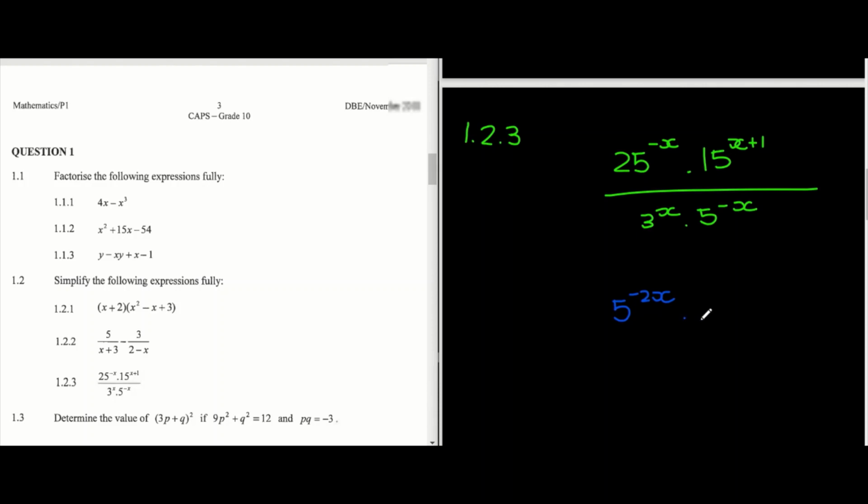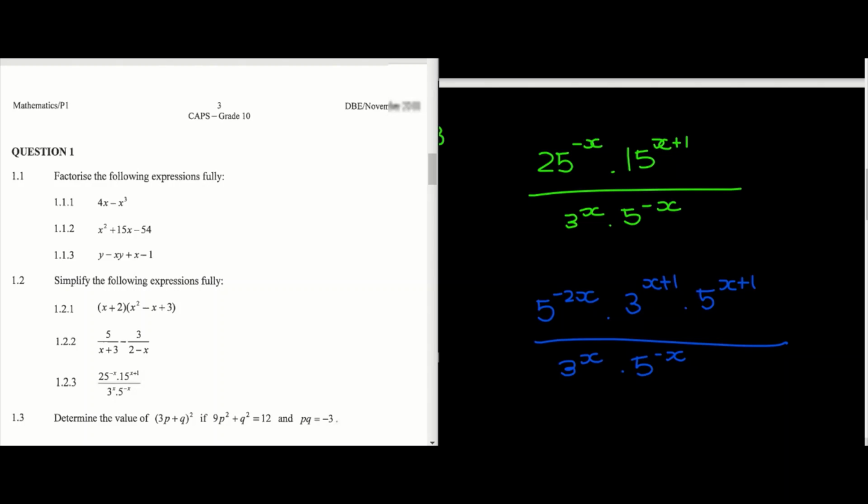For the second one, for 15, we could rewrite that. 15 is 3 times 5. So we could rewrite it as 3 with that exponent times 5 with that exponent. There's no problems with doing that. And then at the bottom, we've still got that 3^x, can't do much with that, and the 5 to the negative x. What we can then do is, they want you to use your exponent laws to simplify this.